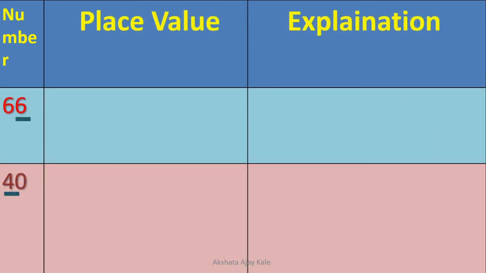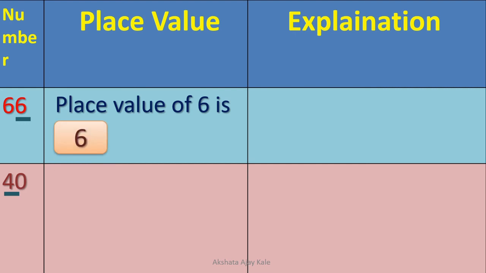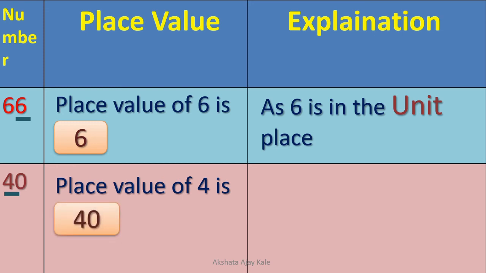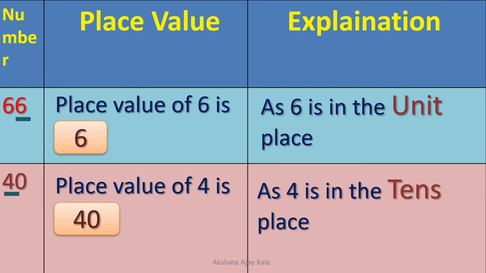66 and 40. 6. The place value of 6 is 6. Good. Why? Why that is 6? Because 6 is in the unit place. The place value of 4 is how much? 40. Very good, because 4 is in the tens place. I hope you understood this properly. Am I right? Correct?